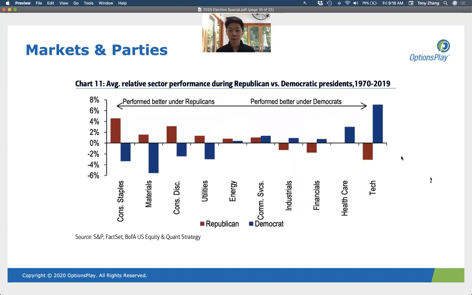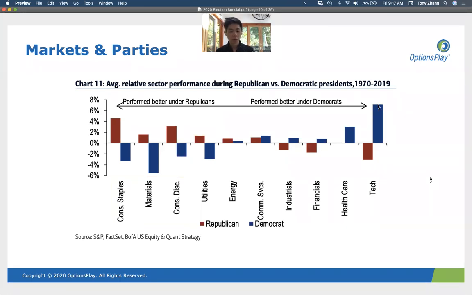Now, looking at the different sectors, a lot of investors are asking, well, what sectors generally perform under Democratic versus Republican administrations? And generally speaking, looking at 1970 to 2019, what we have seen is that predominantly healthcare and tech are the two sectors that outperform during a Democratic president or administration, versus consumer staples, materials, and consumer discretionary, which outperformed under a Republican administration. Now, the one caveat I do want to point out here is that what looks like a very strong tech performance here, a lot of that is due to the dot-com boom. So I do want to make sure that everyone takes that with a grain of salt.